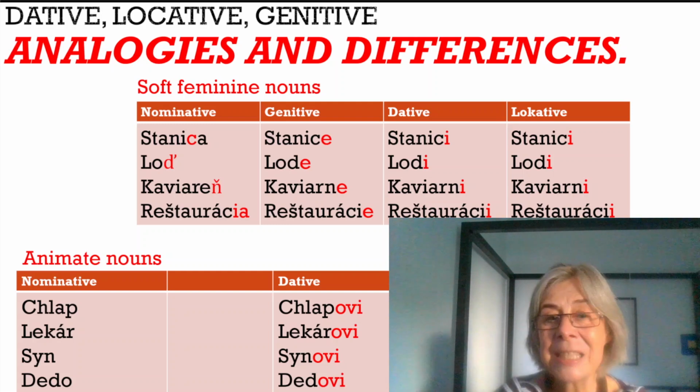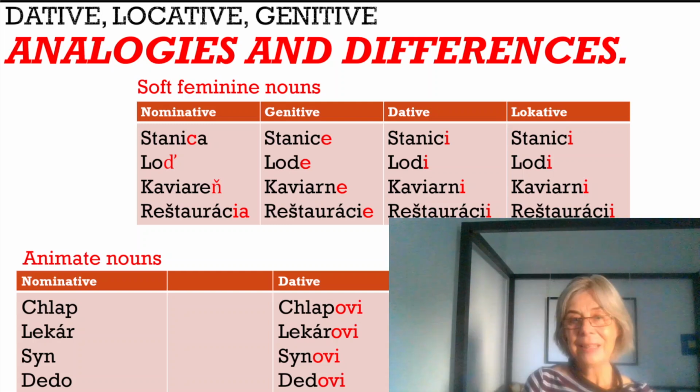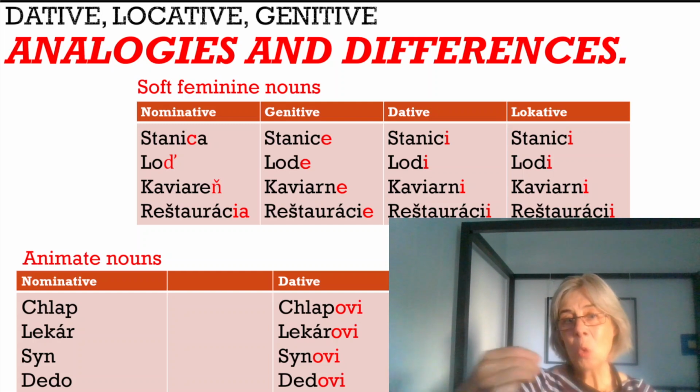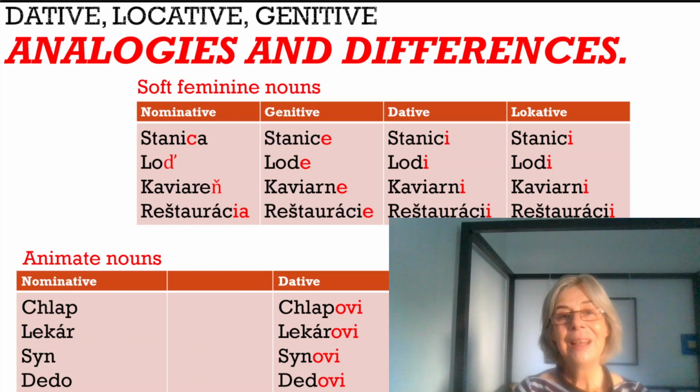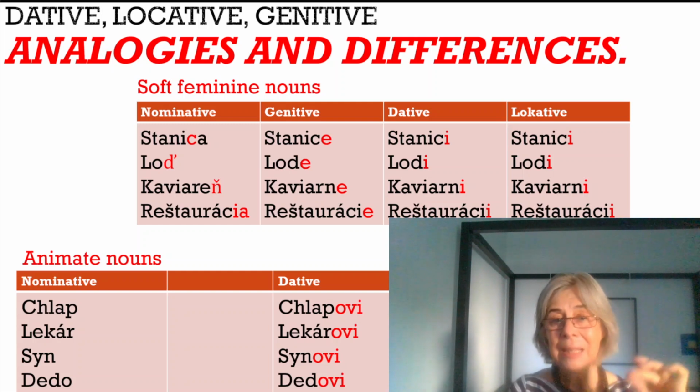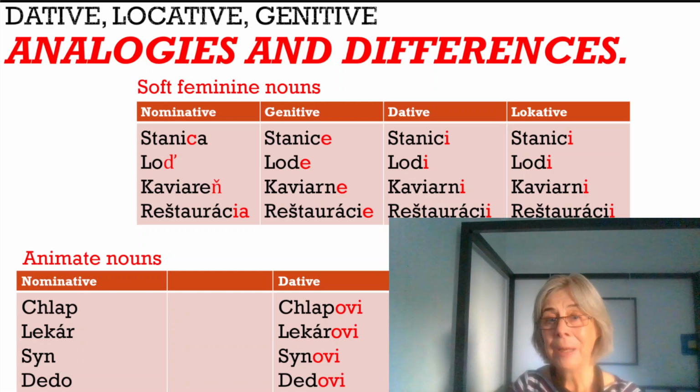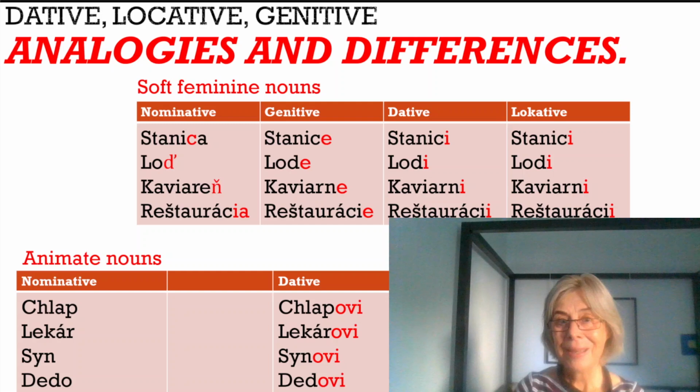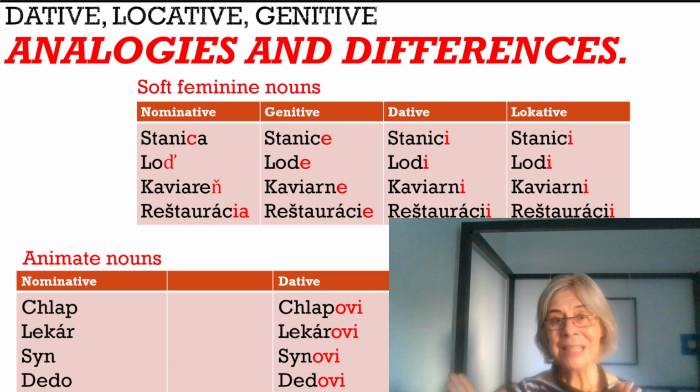And then let's look at dative and local. Stanica. Idem ku stanici. Idem k lodi. Idem ku kaviarni. Idem k reštaurácii. The ending is i. The same about locative. O stanici. Píšem o stanici. Píšem o lodi. Píšem o kaviarni. Píšem o reštaurácii. You see, the endings in dative and locative are the same.